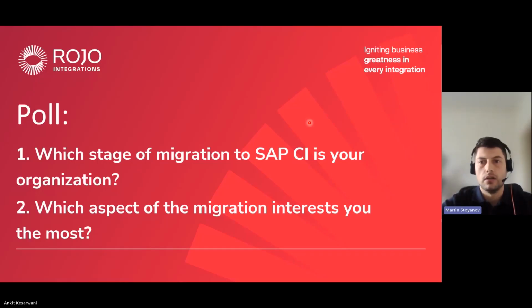And I will also now launch the second question, which is about what you are most interested in, whether it's the strategy, some advice on running the PO assessment, Rojo's migration service that we will also see in action a bit later on, or more about some best practices related to SAP CPI.